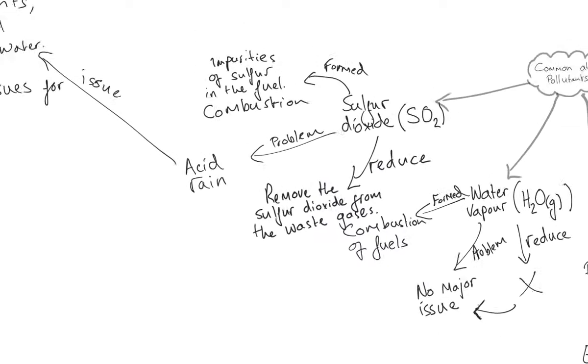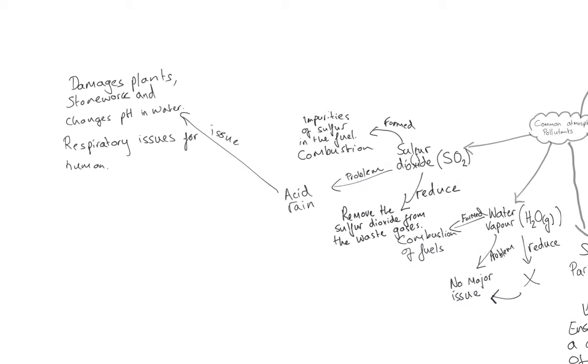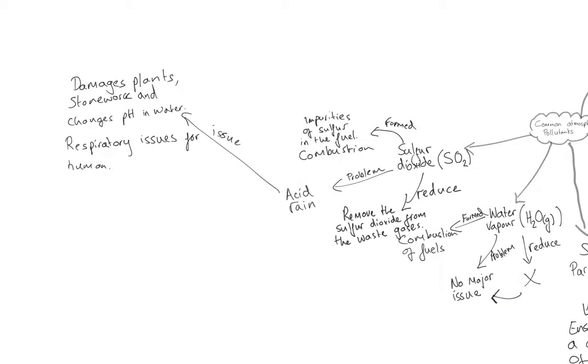Make sure you take a minute to write it down. If I zoom out a little bit, hopefully you can see all of sulfur dioxide and acid rain. And you can pause the video and do that. Again, I'm going to keep going because I don't want the video to be too long.